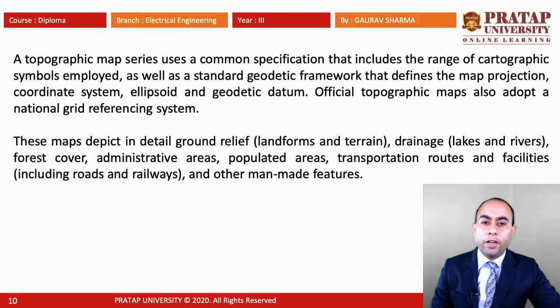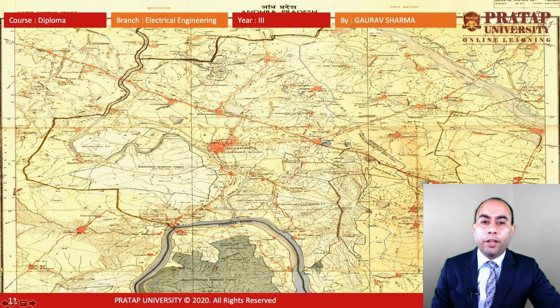Now, we have the topographic map of a small area. You can see clearly that it is a topographic map of Andhra Pradesh. Now, suppose we have to install a substation in that particular area. So we have to identify the spots in that place.